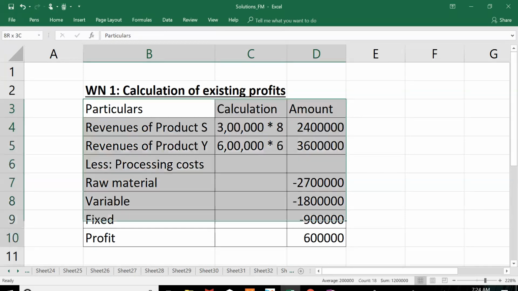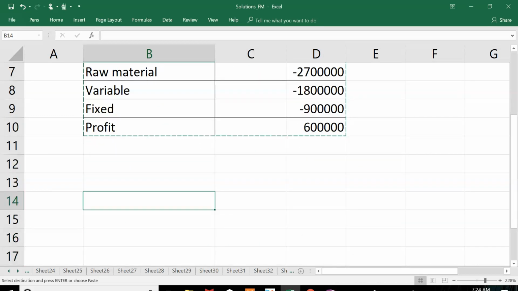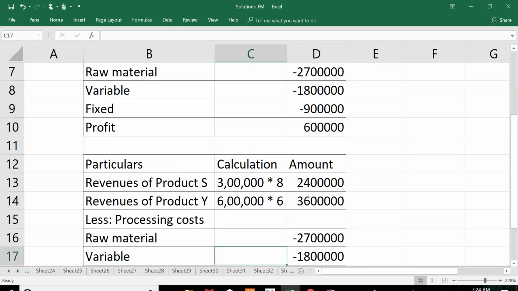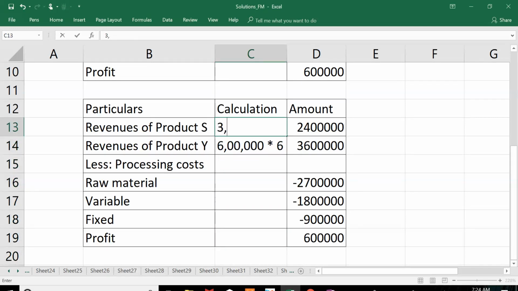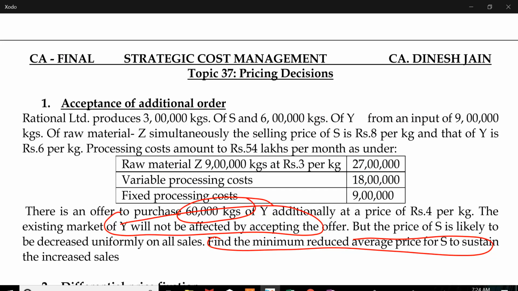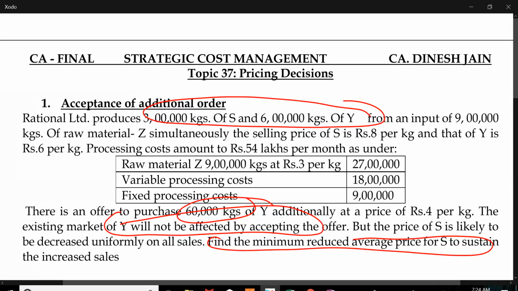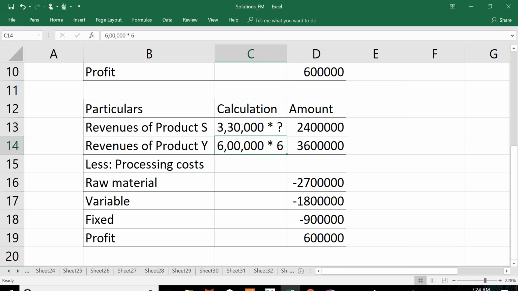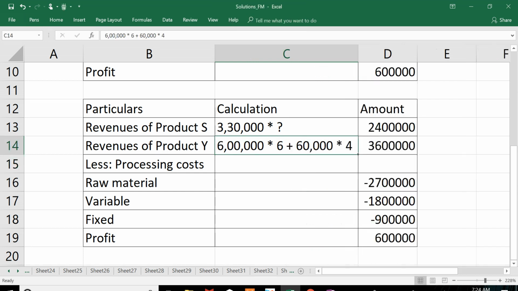Now listen, I'm going to do the same statement again. Listen for a minute and then you can fill this. It will become 3,30,000 into something. That something is what you are trying to find out. Units will go up to 330 because you have got an extra order for 60,000 units of Y. With 60,000 units of Y, you will get 30,000 units of S. This is 6 lakh into 6 plus 60,000 into, at what price you are getting the new order? 4. You see whether any of these has to be changed, raw material, variable and fixed.